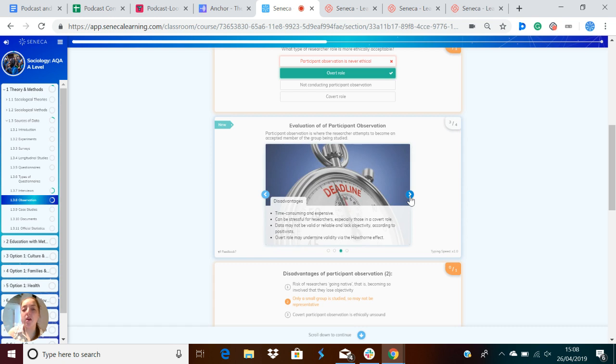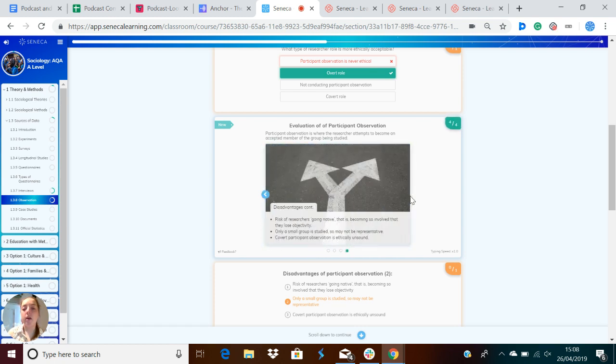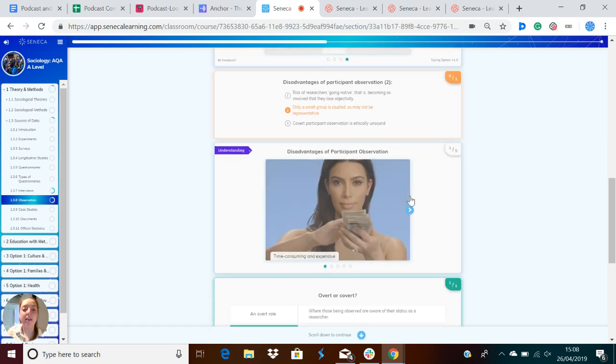The disadvantages are that it is time-consuming and expensive. It can be stressful for the researchers, especially those in a covert role. The data might not be valid or reliable, and it could lack objectivity, according to positivists. The overt role may undermine validity by the Hawthorne effect. It also risks researchers going native, that is, becoming so involved that they lose objectivity. Only a small group is studied, so it might not be representative. And covert participant observation is ethically not that good.